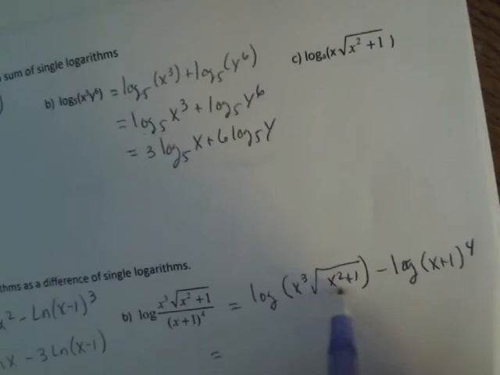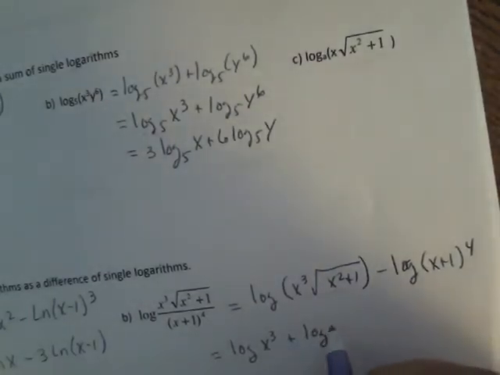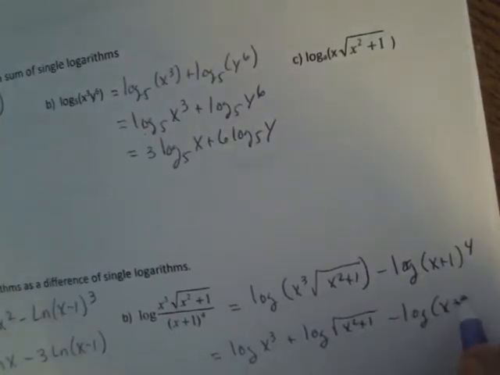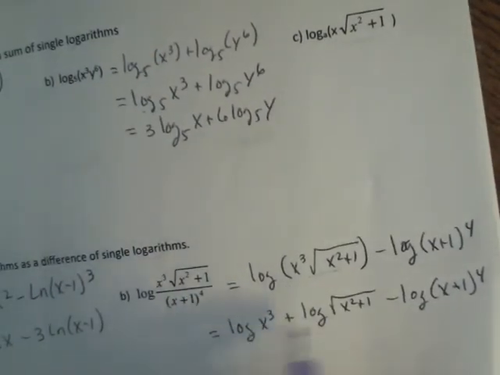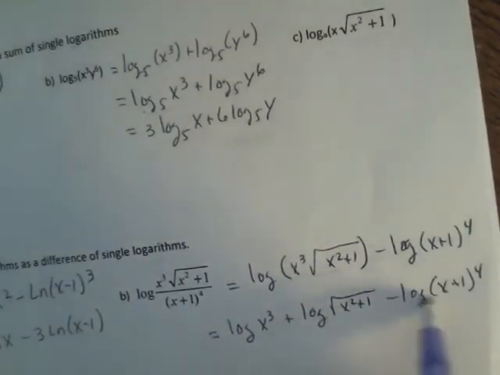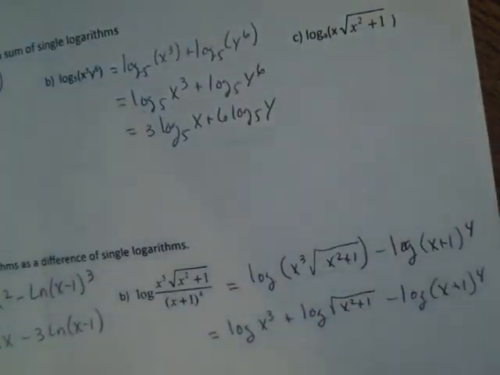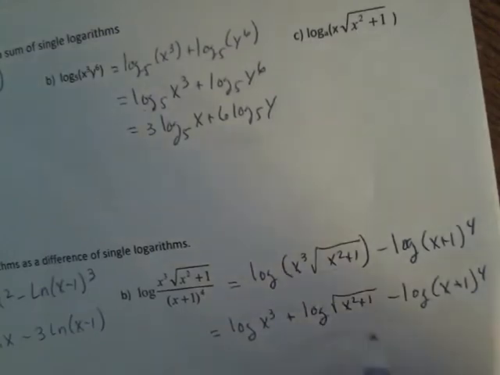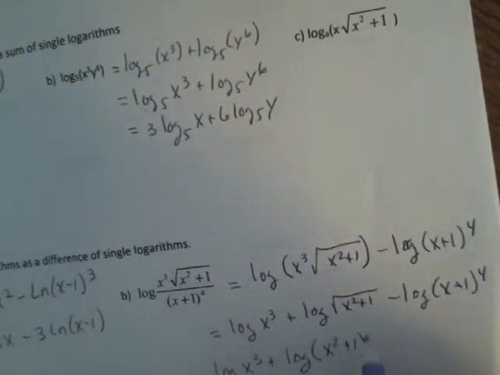I'm going to apply law 1 here. So this is the log of x cubed plus the log of the square root of x squared plus 1 minus the log of x plus 1 to the 4th. Every logarithm is now a single logarithm. There's no more products, no more quotients. Now I'm going to look to apply law 3. In this case, I'm going to take care of this square root and make it a 1/2 power.